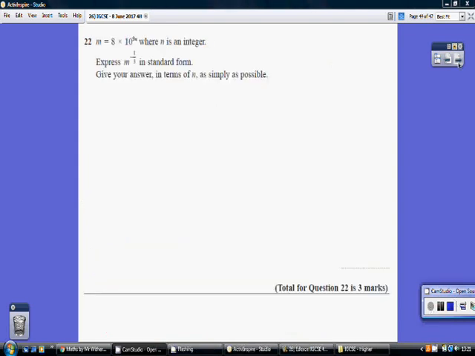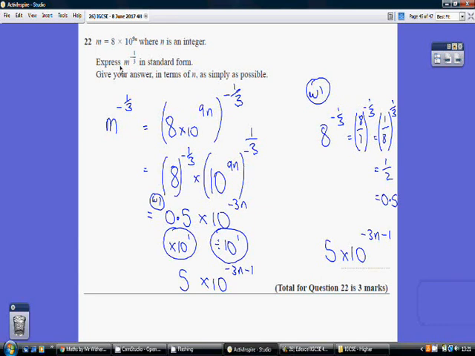Question 22. So I have to express m to the power of minus a third in standard form. So m is this, so it's going to be this to the power of minus a third. So I can apply the minus a third power to each of the components. So I'm going to have 8 to the minus a third multiplied by 10 to the 9n to the minus a third. Now this 8 to the minus a third, I can just pop straight into my calculator to get 0.5.